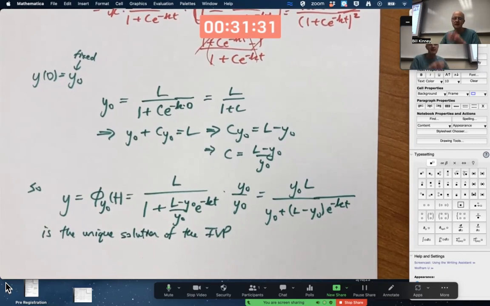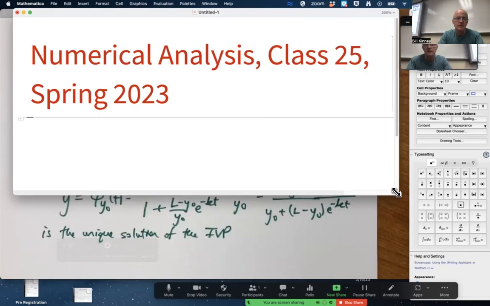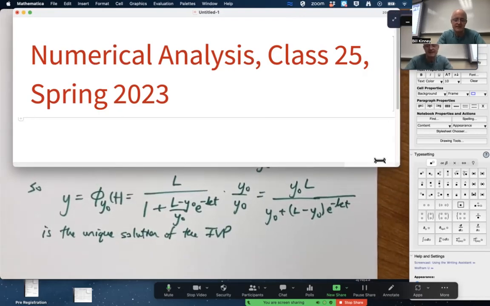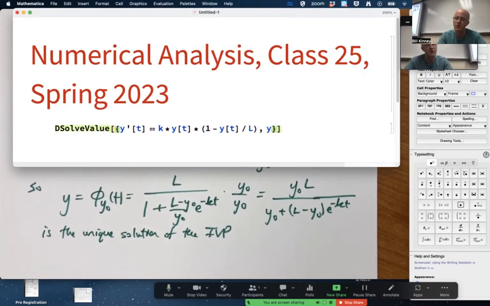Let's confirm that with Mathematica. I like using DSolveValue the best, even though you have to do a little extra typing with the word value. Differential equation, y prime of t equals, don't forget to do double equal signs. Not saying what k is, that's okay. K times y, make sure to put y of t in there though. With Mathematica, it needs to know y is a function of t. 1 minus y of t over L. Initial condition, y of 0 equals y naught.